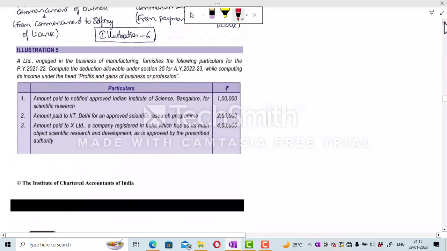A Limited, engaged in the business of manufacturing, furnishes the following particulars for previous year 21-22. Compute the deduction allowable under section 35 for assessment year 22-23 while computing its income under head PGBP. Okay, for this we need to calculate the amount of deduction.